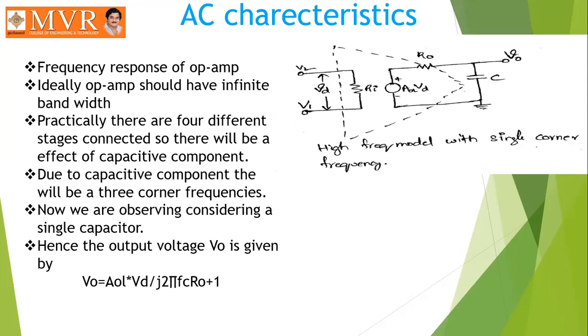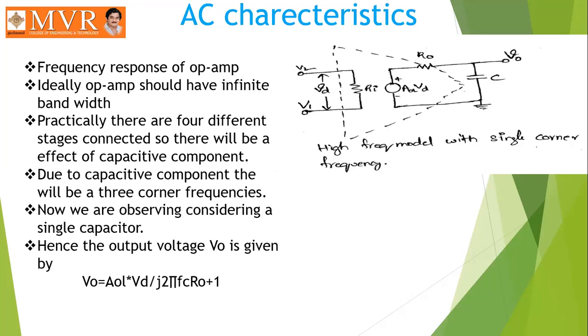Ideally, if we consider the op-amp as the ideal one, then it must operate similarly from zero frequency to infinite frequency. It must operate in the same manner. There must be no change in the performance of the operational amplifier if the frequency of the signal is changed.